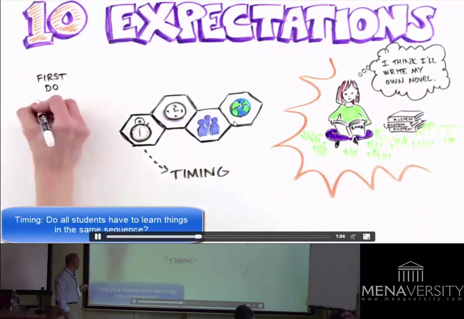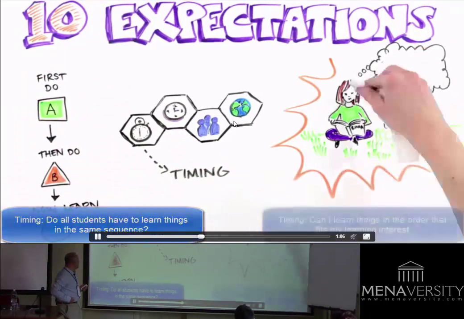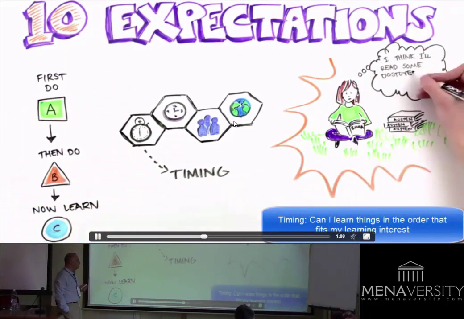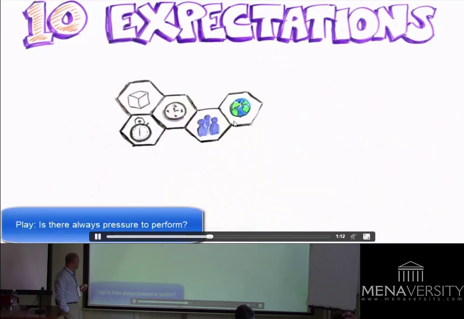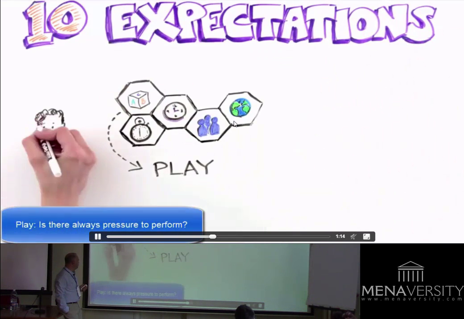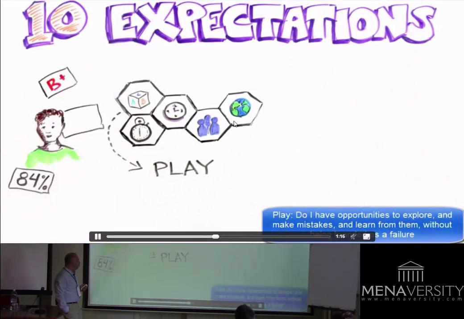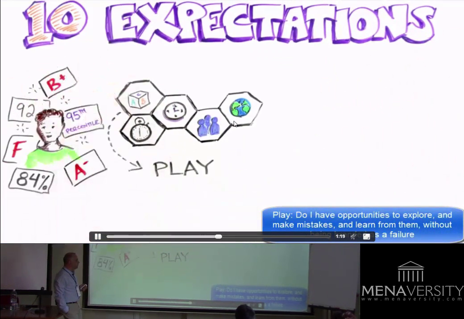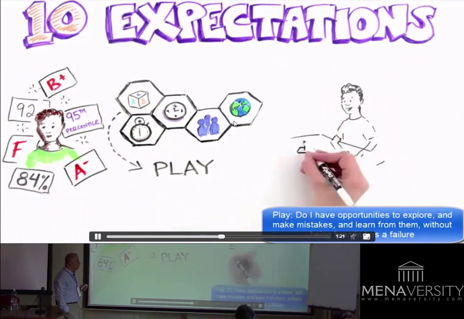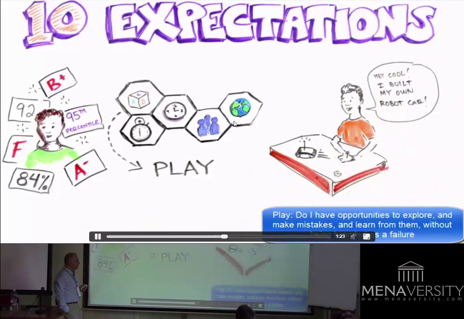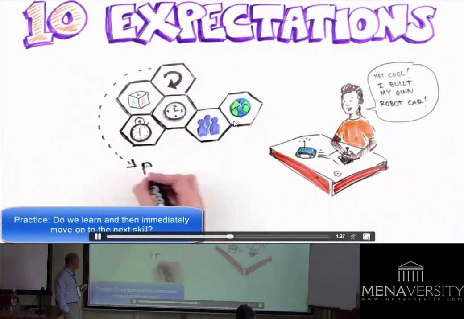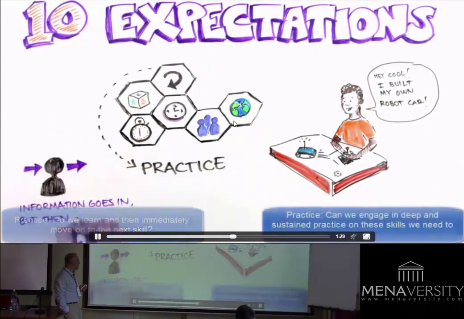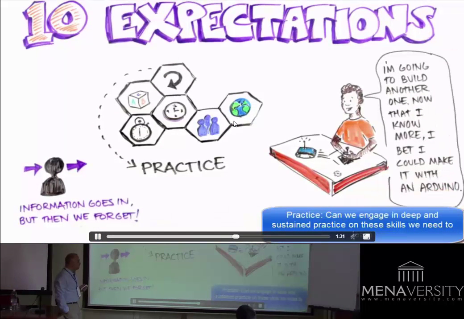Timing: do all students have to learn things in exactly the same way, or can I learn things in the order that fits my learning interests? Play: is there always pressure to perform, or do I have the opportunity to explore, make mistakes, and learn from my mistakes without being framed as a failure? Practice: do we learn and then immediately move to the next skill, or can we engage in deep, sustained practice on the skills that we need?